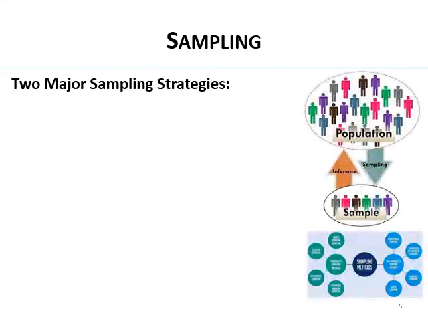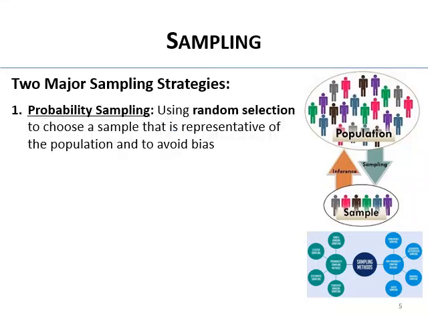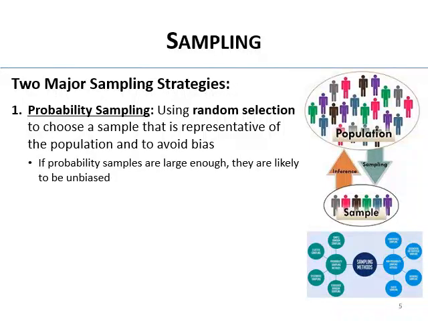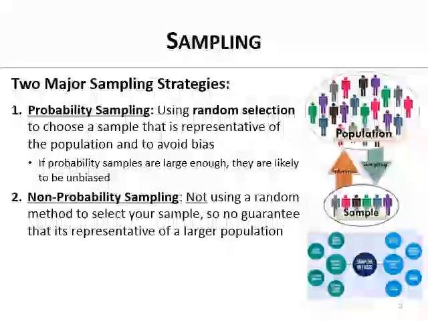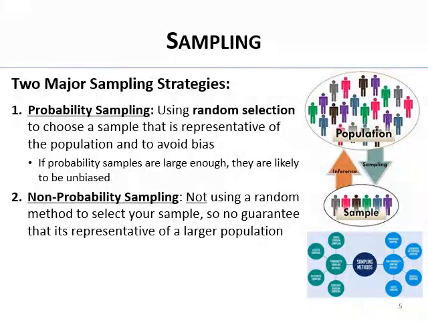There are two major types of sampling strategies, that is, how you pick a sample from the population. There are probability sampling methods, and that's when you use random selection to choose a sample that's representative of the population to avoid bias. If you do it randomly and you get a big enough sample, you'll end up with a sample that is representative of the population, and unbiased. The other major type is non-probability sampling, and that's when you do something other than random selection. So you don't use a random method to choose a sample.